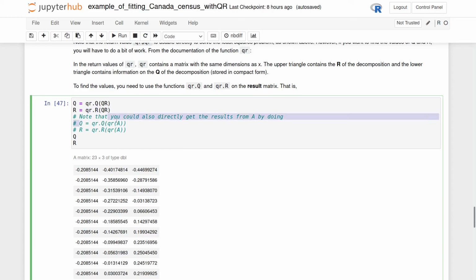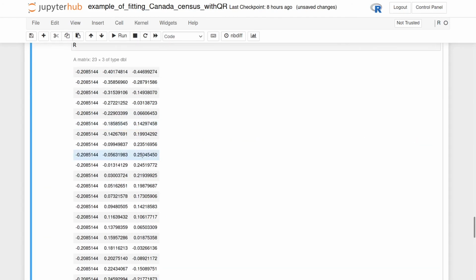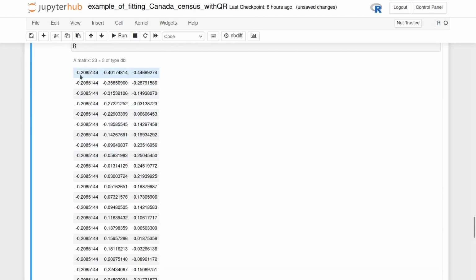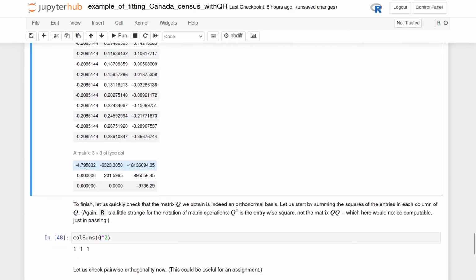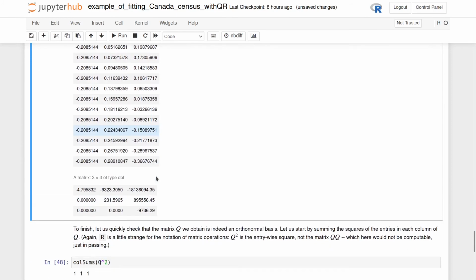And you could do it directly. I mean, you could also say QR.Q of a decomposition of A, and I should stress this is A2 here. Okay. And then when I do this, I get my results. So this is the matrix Q. And this is the matrix R.